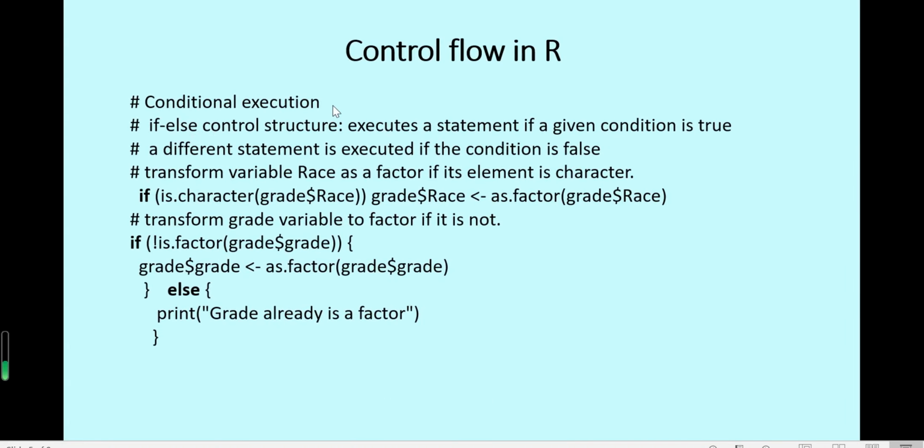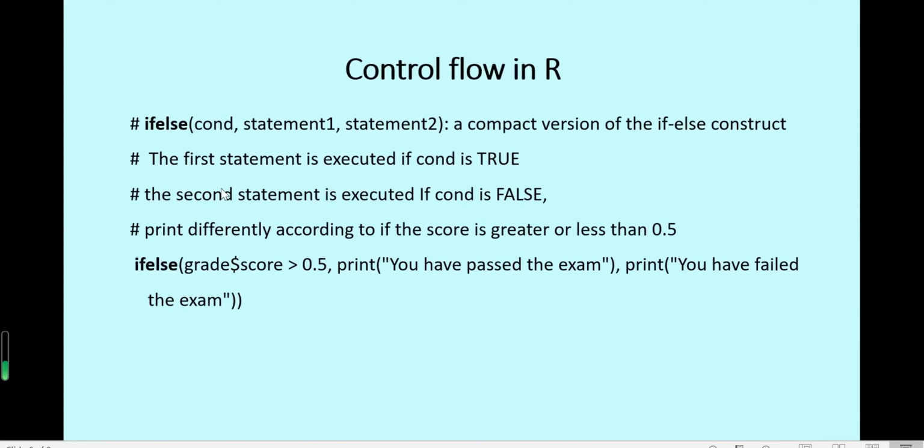Another kind of control flow is conditional execution. So we can use if-else. If the condition is met, then do this statement. If not met, then we do the else statement. And you can also use ifelse in a simple way. So for the condition, if true, then statement 1 will be done. If not true, then we execute statement 2.